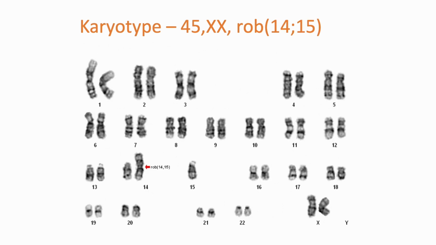Here we have a female karyotype with a Robertsonian translocation involving chromosomes 14 and 15. In this karyotype, the modal number is 45 and the two chromosomes have fused together, leaving us with one less chromosome. Since the individual is female, we see two X chromosomes here, indicating 46,XX, but due to the translocation, the final count is 45,XX,rob(14;15).